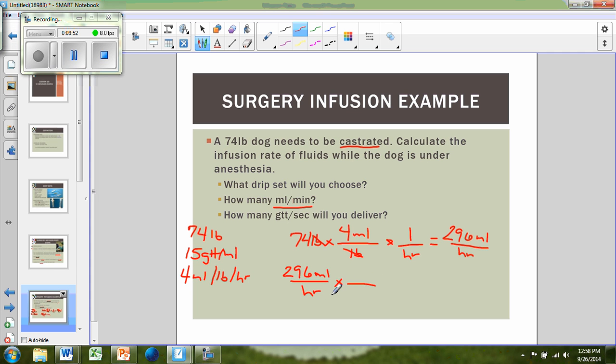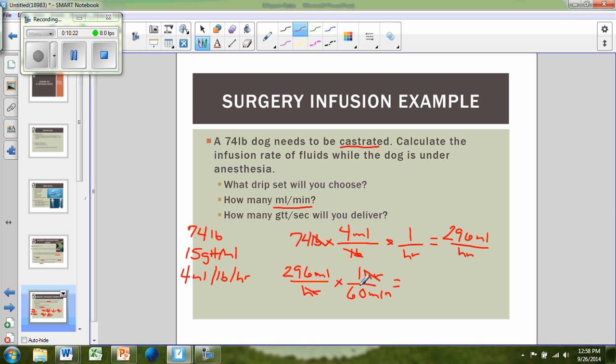So what I need to ask myself, is there a connection between hours and minutes? Perhaps how many minutes are in an hour? So what I would do, there are 60 minutes in an hour. So what I'm going to do is set my 1 hour on top here, and 60 minutes on the bottom. And the reason I set it up like that is so that my hours cancel out and I just have mLs over minutes for my units.